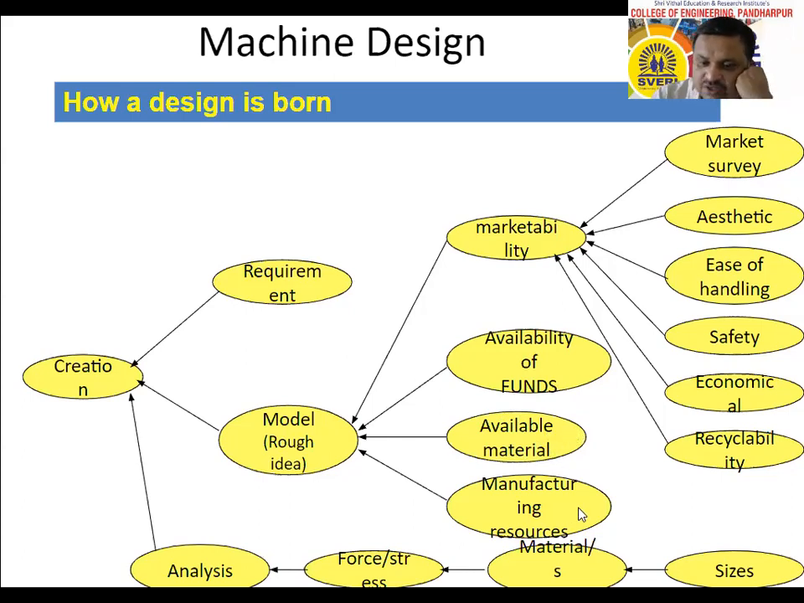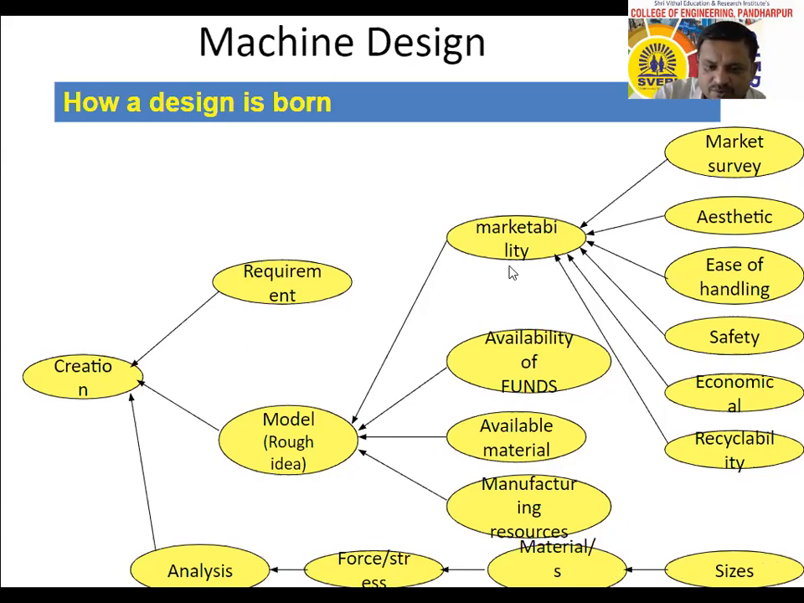Then manufacturing resources. What different resources are there? 5 M's are there: man, machine, material, methods, and money. These 5 M's are known as resources. Then here materials, same conditions are there. Then we have to take into account the size of that product also. What is the size of the product?